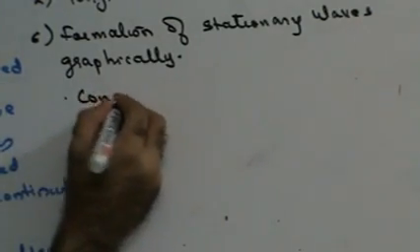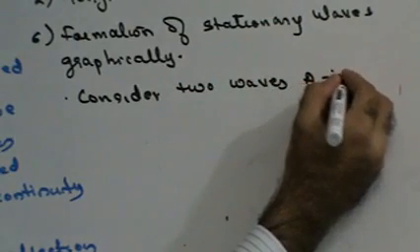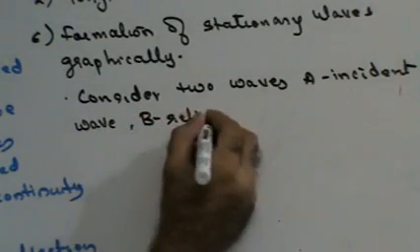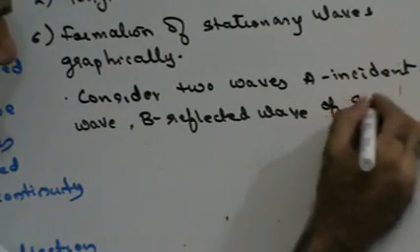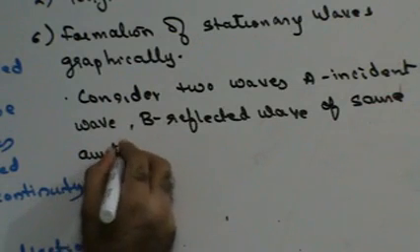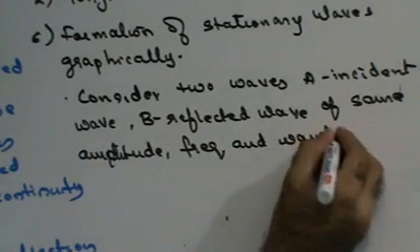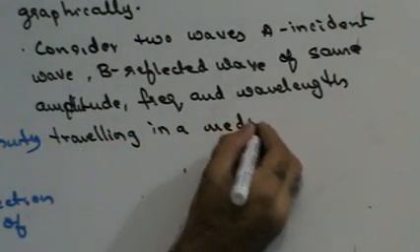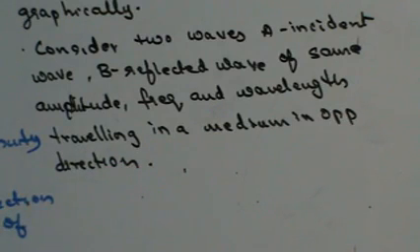Consider two waves, A, that is the incident wave, and B, which is the reflected wave, of the same amplitude, frequency and wavelength, traveling in a medium in opposite direction. Right? Now let's draw this.